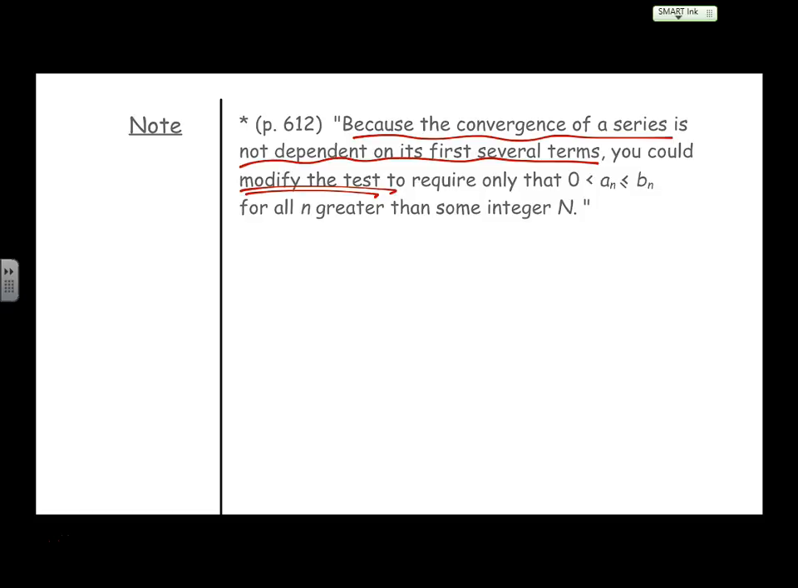And quick heads up, lo siento, this is technically not page 612 of our book. It's page 612 of the book you guys will have a copy of. But it's still a good statement because it's what allows us to work with special cases of the integral test and the comparison.